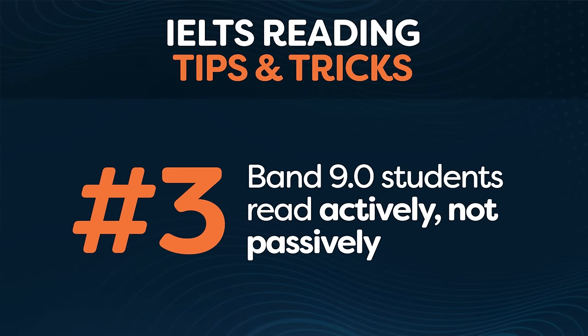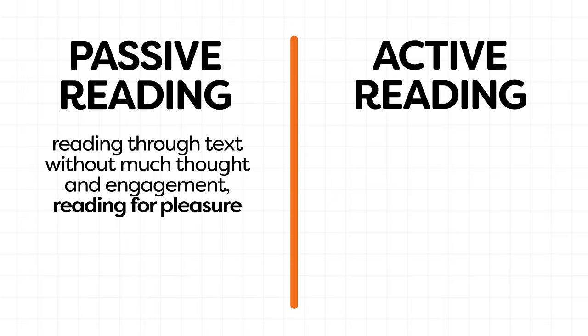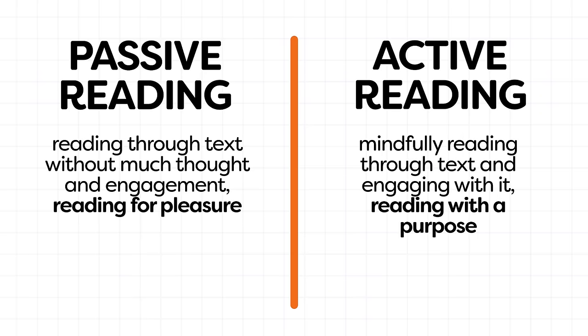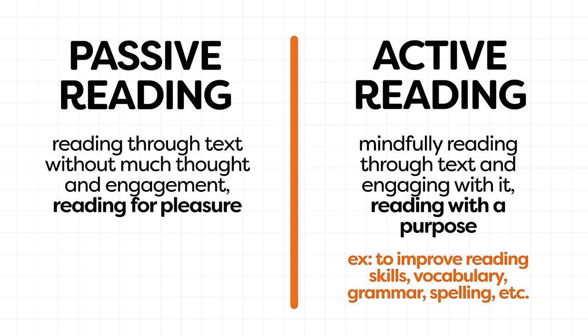Tip number three, Band 9 students read actively, not passively. What's the difference between active reading and passive reading? Well, passive reading is when you're reading a book and you're not really doing anything. You're just reading for enjoyment, for reading's sake. Active reading is when you are reading, but you are doing something at the same time. You're actively trying to work on something. So that could be trying to improve your reading skills, your vocabulary, your grammar, your spelling. And we've already given you an example of that in this video.